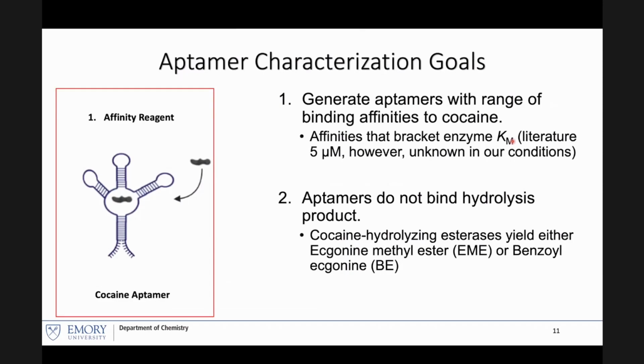And then secondly, we want to be sure that our aptamers don't bind our hydrolysis product. Cocaine esterase, in our case, we use cocaine esterase. At the time, we were actually looking into a few different esterases that can hydrolyze cocaine. But because we didn't know at this time which esterase we would use, we looked at the two different hydrolysis products, EME and BE. So basically, there's a class of cocaine esterases that hydrolyzes into EME and another class that hydrolyzes into BE. And at this point, we didn't know which enzyme we would use.